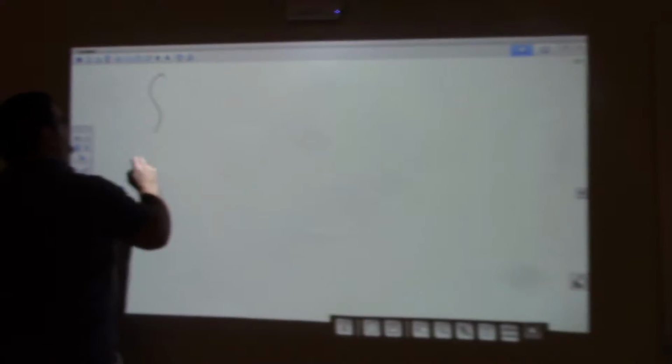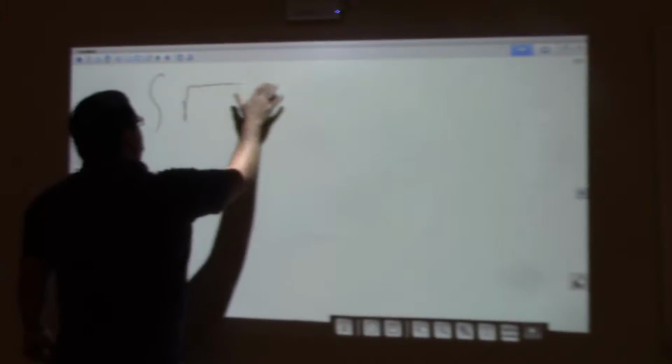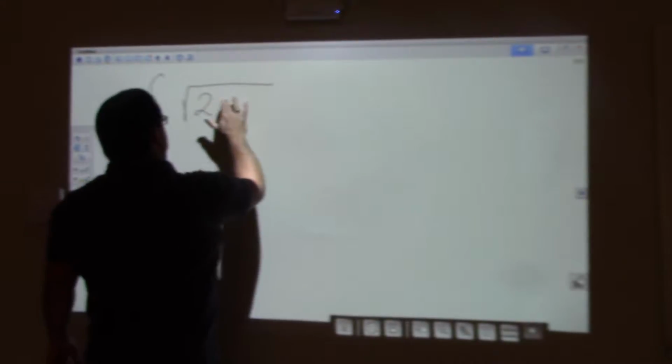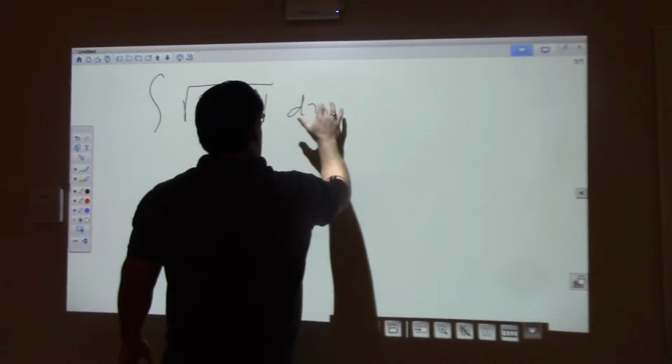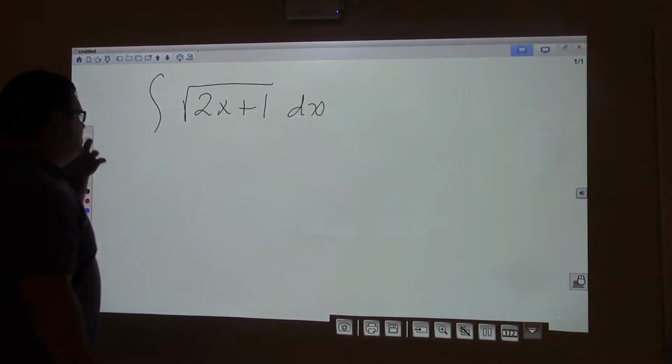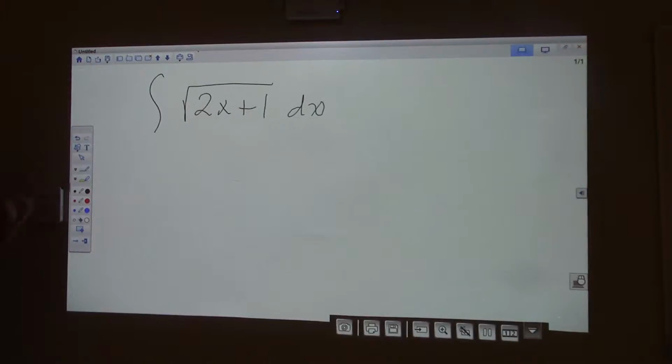The antiderivative of the square root of 2x plus 1 dx. Okay, now what's the problem here? What's different here than the ones we were doing before?